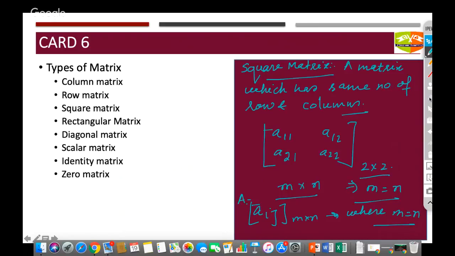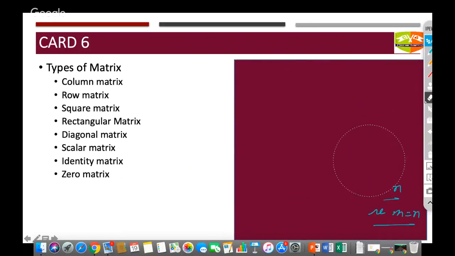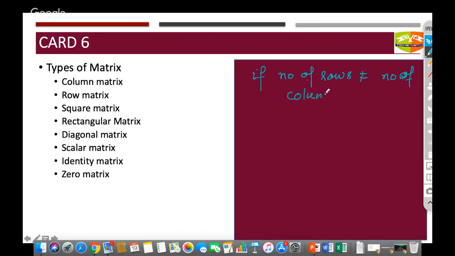Now let me go to rectangular matrix. Rectangular matrix means wherever m is not equal to n. So if the number of rows is not equal to the number of columns, what do you get there? You get a rectangular matrix. So m is not equal to n. I'm just writing like this, A is equal to aij, m into n the order. If m is not equal to n, that is your rectangular matrix.